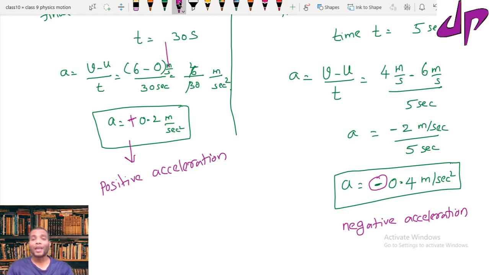Which is also known as deceleration and also known as retardation. All three are the same: negative acceleration, deceleration and retardation. So these are the two different cases of when acceleration is positive and when acceleration is negative.